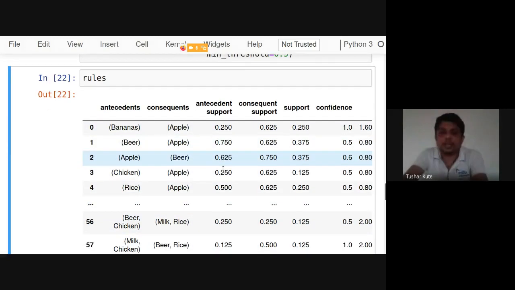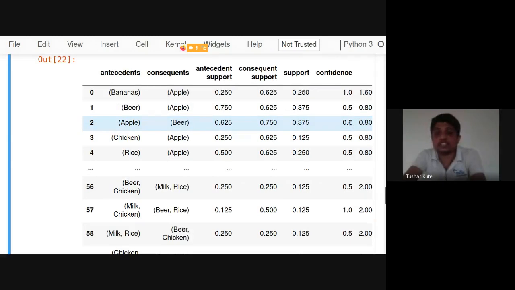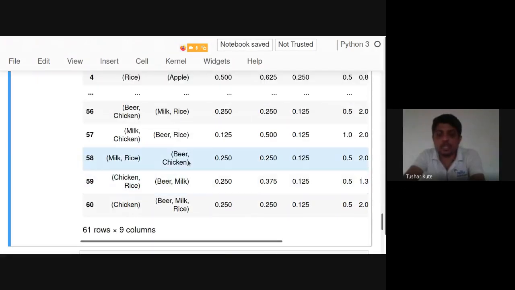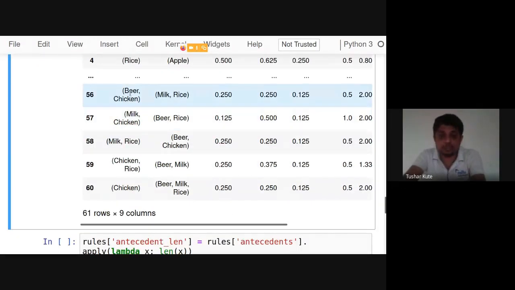Correct. Okay, see, beer apple 50%, apple beer 60%, beer apple 50%, and apple beer 60%. That's good. Chicken apple 50%, rice apple 50%, beer chicken along with that milk rice 50%. You can see 50% confidence. 2 out of 1 transaction contains that. That's what we have.